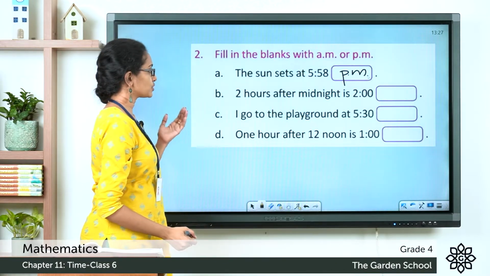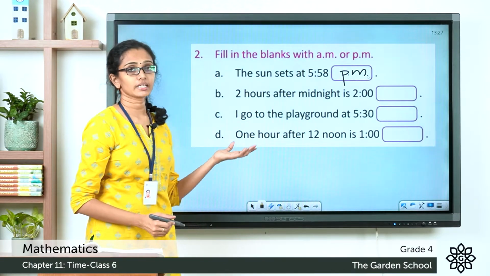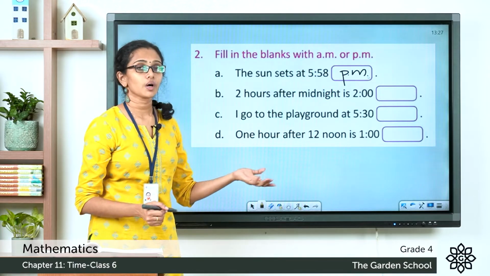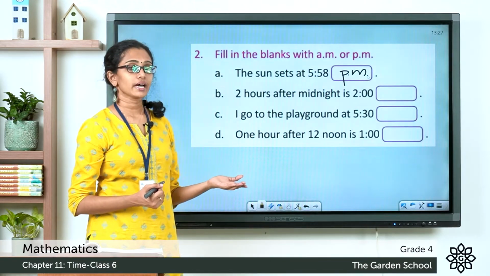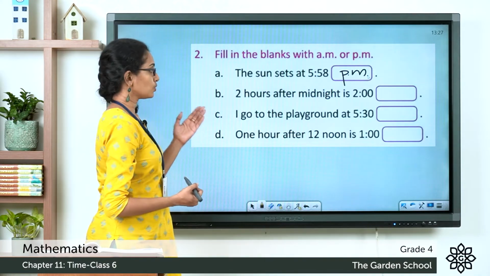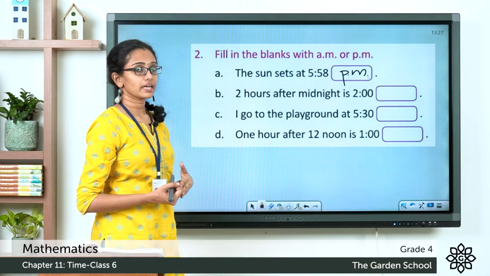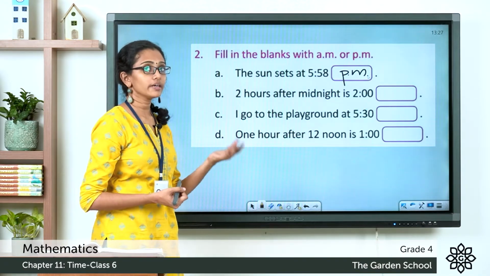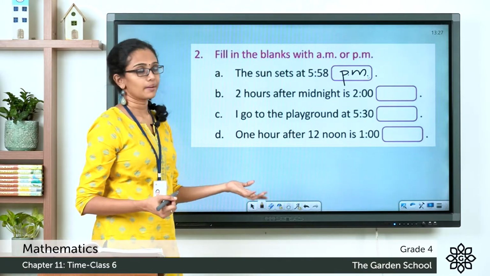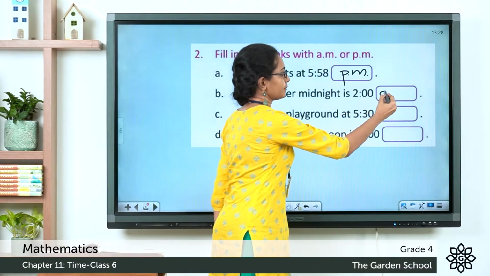Now, question B, 2 hours after midnight is 2. Is it AM or PM? See, at 12 in the midnight, it is AM. So, 2 hours after midnight, that is 2 o'clock in the early morning, it is 2 AM. So, let's write AM here.